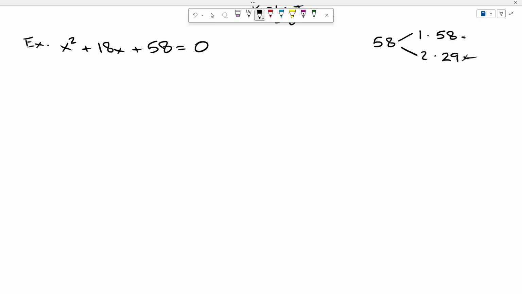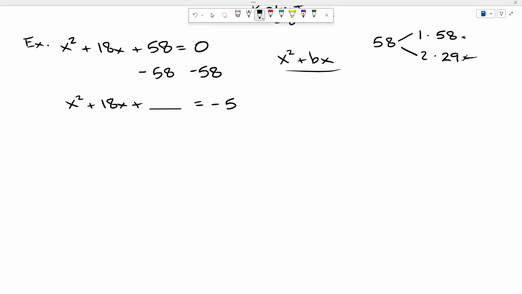So the first thing we need to do is subtract this 58 over. That's what we want to do first, because we're going to need it in this form. All right, so let's subtract the 58 over. So we have x squared plus 18x, and then by completing the square, we're going to figure out what goes here. Equals, now we have negative 58 over here.